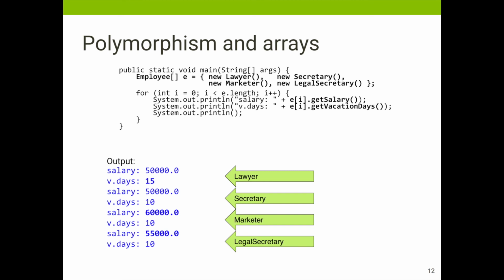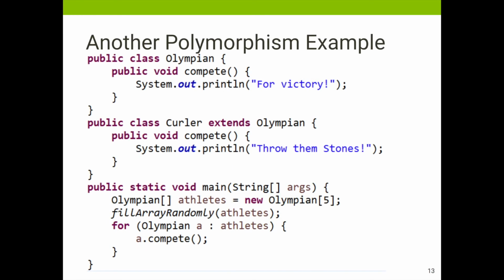These outputs go different for each one. This is just showing that we run the code and it behaves differently for every single object. The first one's a lawyer. Well, you get it. All right, one more example of polymorphism here.